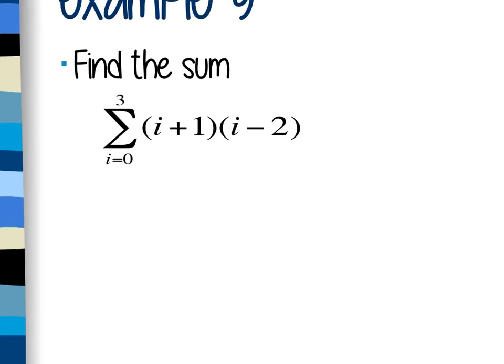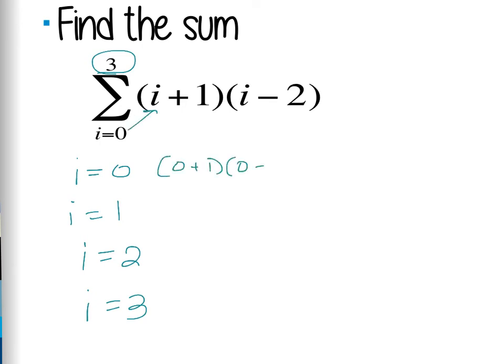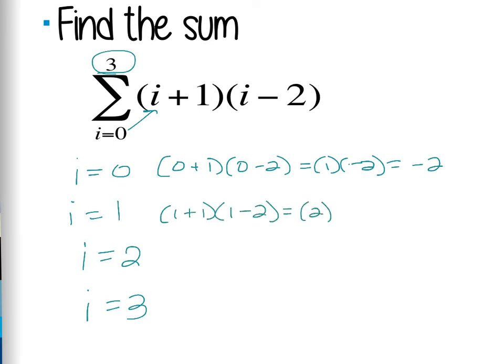Okay, so the bottom again is where I start, which means this time what's the first number I'm plugging in? 0. And then the top is where I stop. So I go from 0 to 1 to 2 to 3. So the 3 is not how many you're plugging in, it's where you stop. So I plug the 0 in here. So I get 0 plus 1 times 0 minus 2. I get 1 times negative 2, which is negative 2. And then I plug in 1. 1 plus 1, 1 minus 2, 2 times negative 1, negative 2.